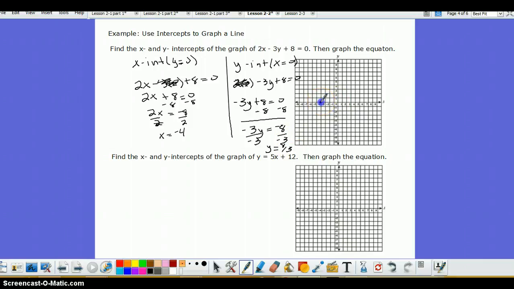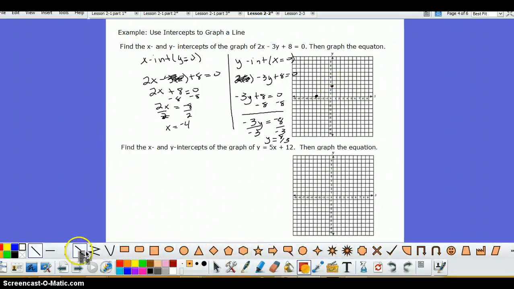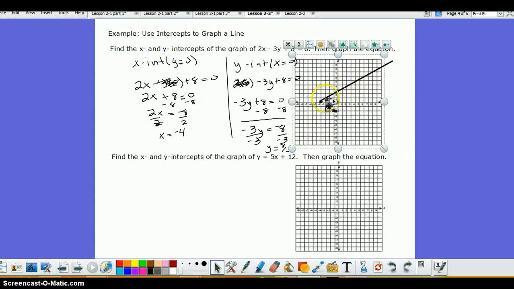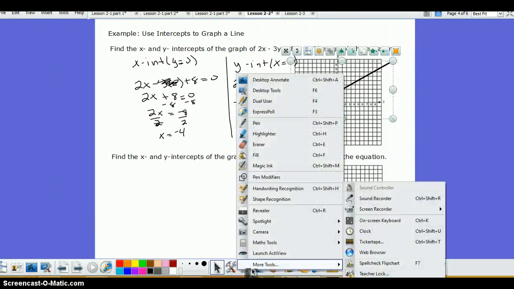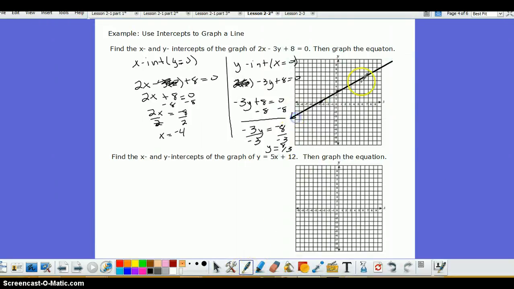So x-intercept is at negative 4. There's 2. I want to be almost on 3, and then you can connect those 2 points with a line. Again, if you have any questions while doing this, make sure you ask. I think if you get your questions answered, you'll be fine. So arrowheads, and there's your graph.